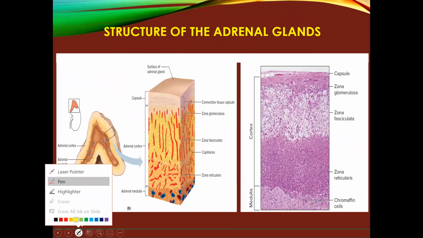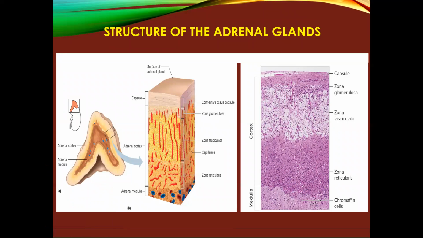This is the diagram, how it looks when it is cut in section. So you should be able to see the outer part or the cortex and the inner part or the medulla. The outer part produces 3 hormones: aldosterone, cortisol, and androgens. The middle part produces 2 hormones: epinephrine and norepinephrine.